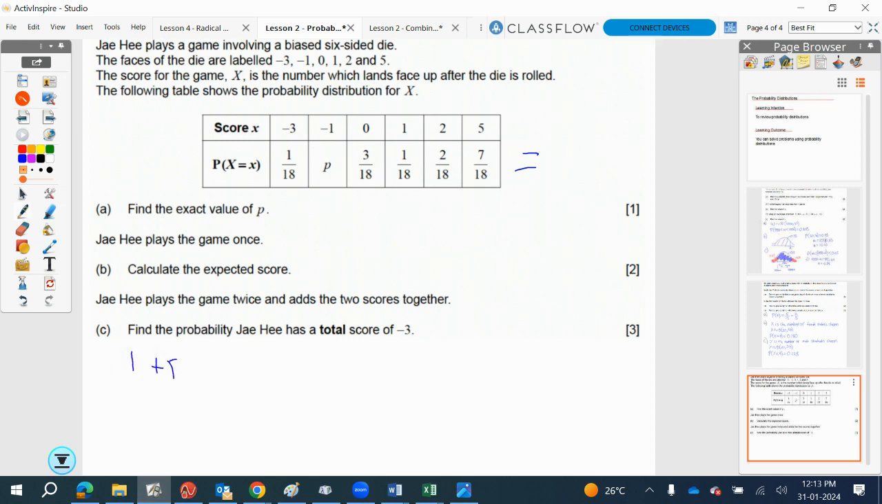1 plus p plus 3 plus 1 plus 2 plus 7 is going to have to equal 18, isn't it? Yes. And this tells us that p is equal to 4.